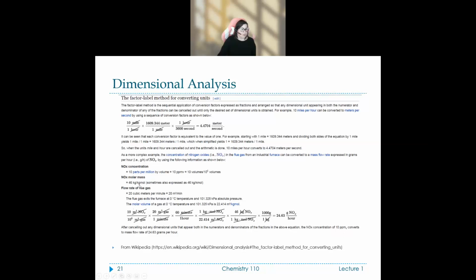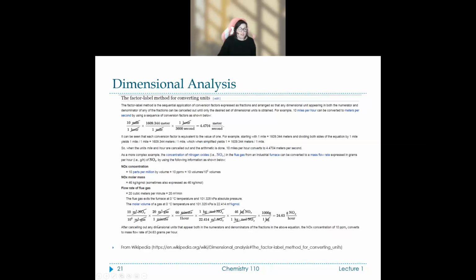Or kilogram mole, sorry. Kilomole is the way that I typically see it. And the flow rate of the gas is 20 cubic meters per minute, okay? The molar volume of gas at 0 degrees temperature and 101.325 kilopascals is 22.414 meters cubed per kilogram mole.